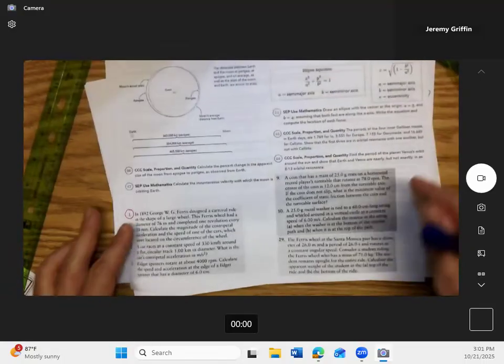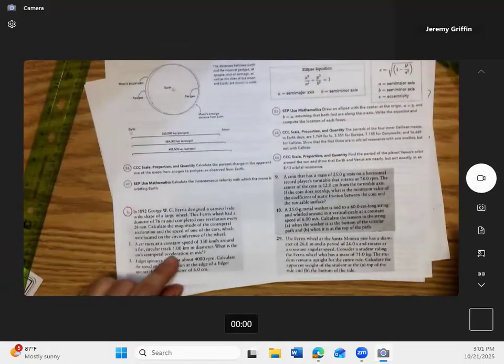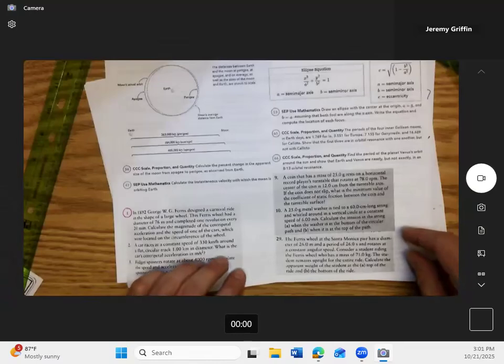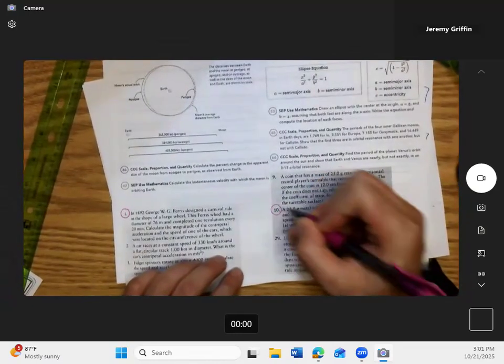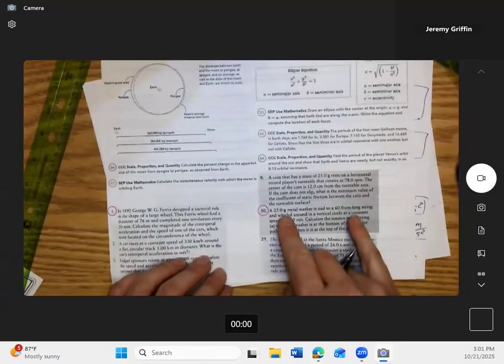Let's do another one of these. Do number 10, this one looks fun. Number 10: we got a 25-gram metal washer tied to a 60-centimeter long string, whirled around in a vertical circle.